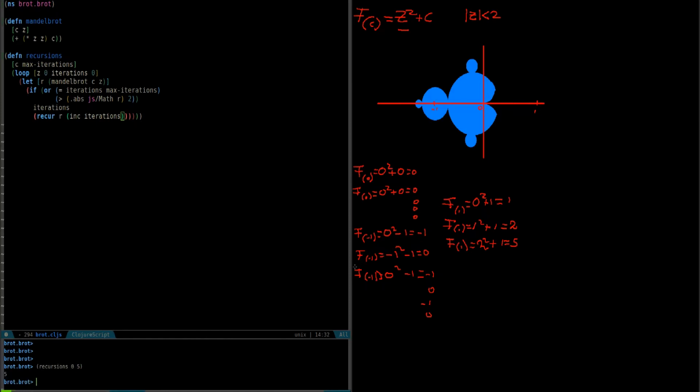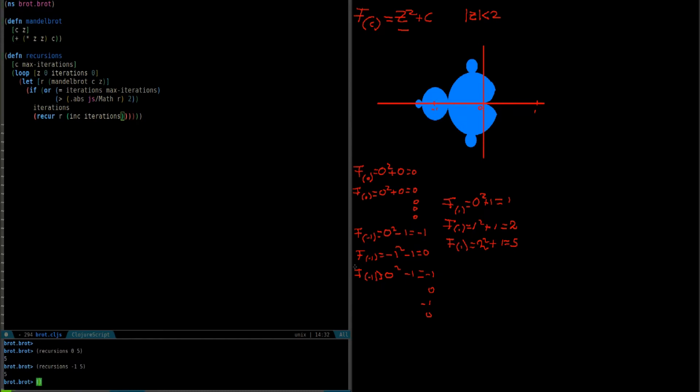And it does. We saw the same behavior for another point that is within the Mandelbrot set, -1. It went from -1 to 0 to -1 to 0 forever. So, if we call that function with a maximum number of recursions of 5, it should also return 5.